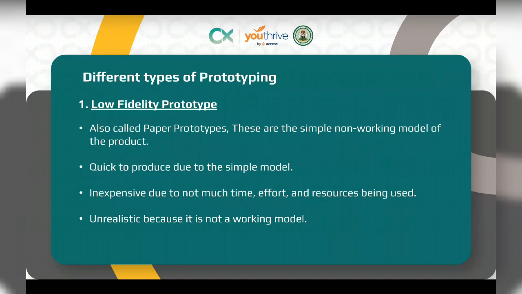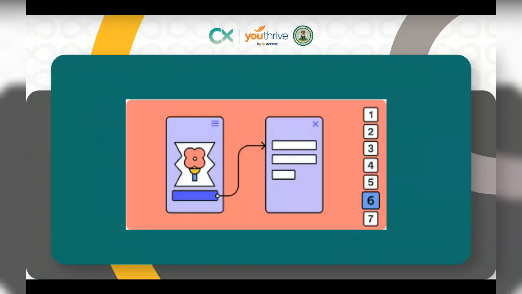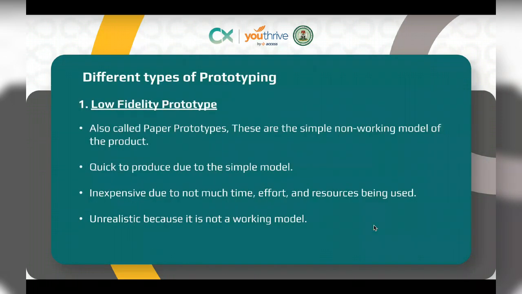Now, types of prototype, we have the low fidelity prototype, which I told you is if you just sketch something on a piece of paper, it's not working. Let me take you to our first image. You just draw this here. You can say, okay, I'm going to move it this way, and you just draw your arrow. So that is how a paper, low fidelity prototype looks. These are the simple non-working models of prototype.